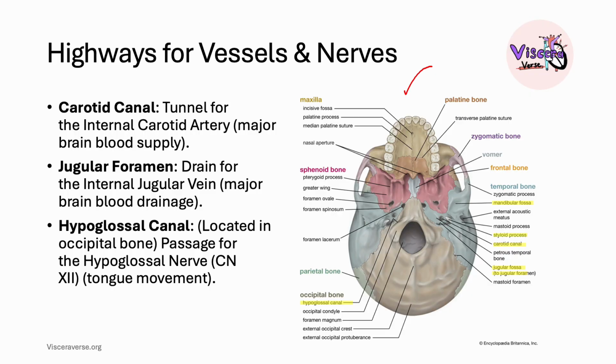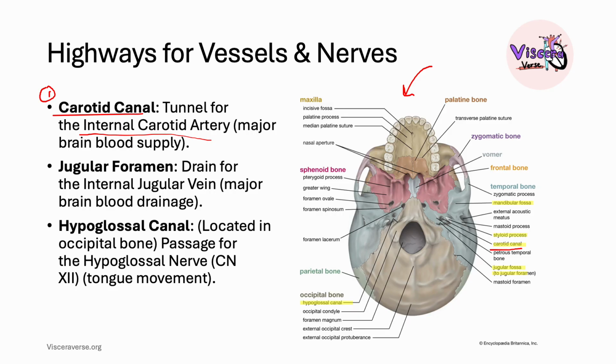Now, let's look underneath at the skull base where we can appreciate three main things. One is the carotid canal. This is the tunnel for the internal carotid artery, which is the major brain blood supply. Looking right medially to your styloid process, you will find the carotid canal. And again, it's important for the passage of the internal carotid artery.